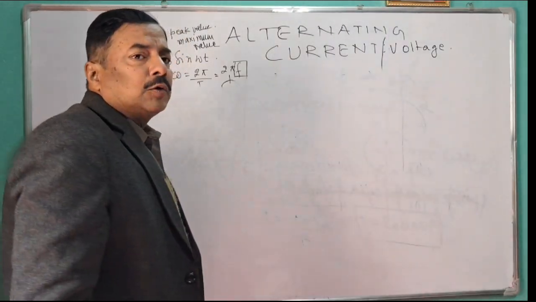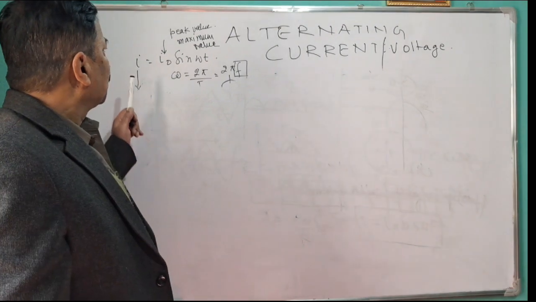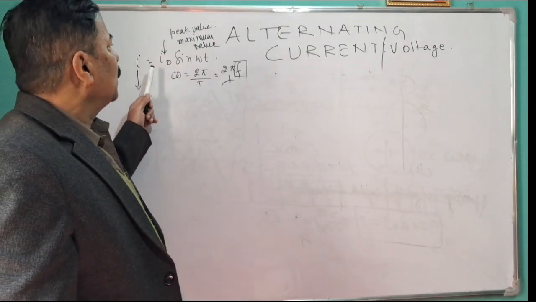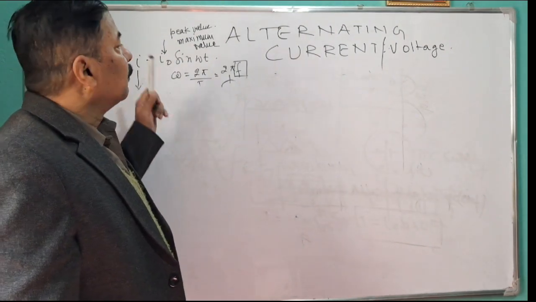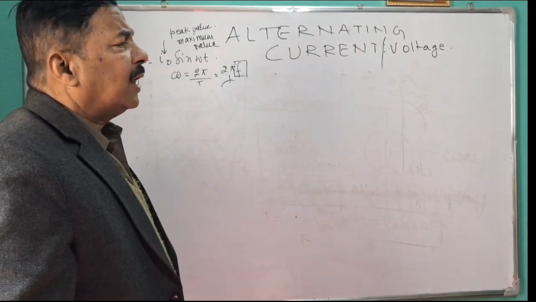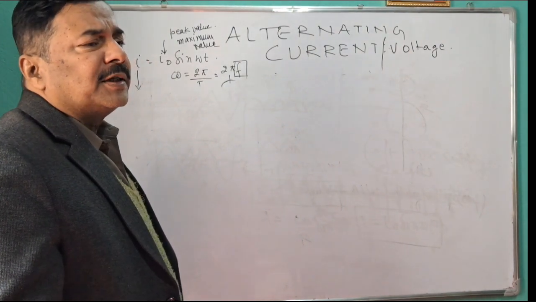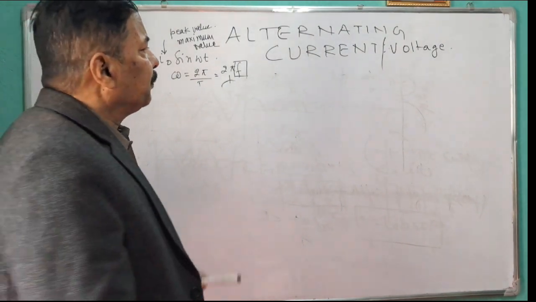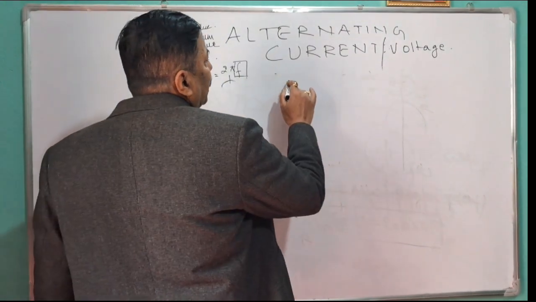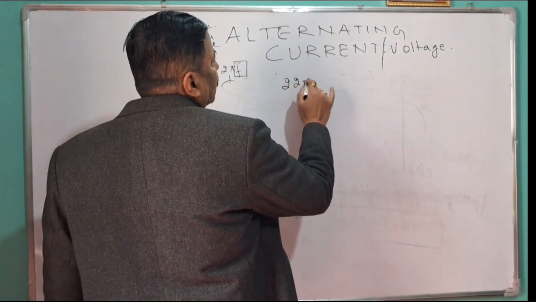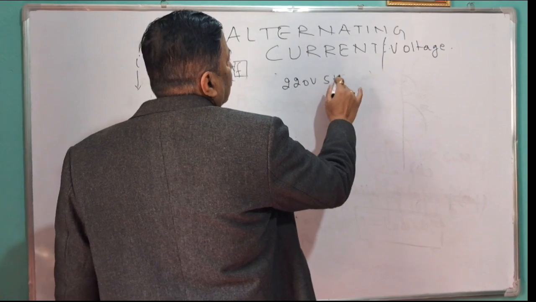So two values of AC we have learned: one is the instantaneous value and one is the peak value. Now the question arises about the quality of the AC that we are using, which is 220 volt, 50 Hertz.